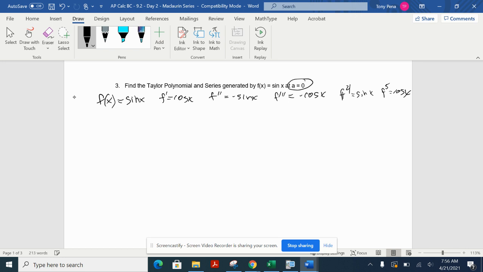Even though I tell you it's at 0, because I said it's a Taylor polynomial at 0, so this is a Maclaurin polynomial or Maclaurin series. Evaluate all of these at 0. We'll get 0 here. 1. This is going to give us another 0. The third derivative at 0 is a -1. The fourth derivative at 0 will give us a 0. And then our fifth derivative at 0 gives us a 1 again.